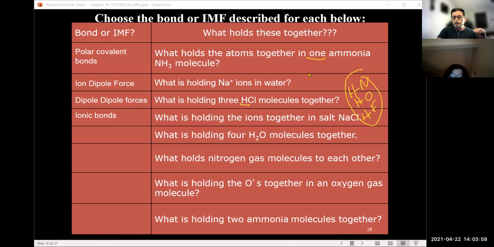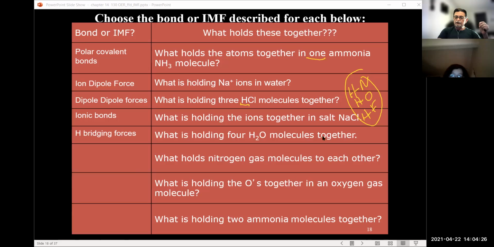What is holding 4 H2O molecules together? Now we're dealing with other molecules. So we determine that, okay, H2O, it's polar, extremely polar. Plus, it's hydrogen bonded to oxygen. Therefore, we have hydrogen bridging forces.